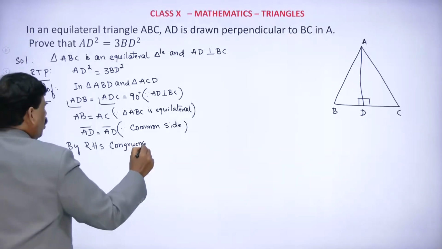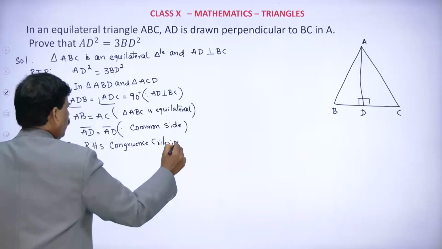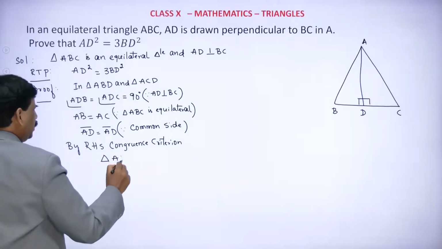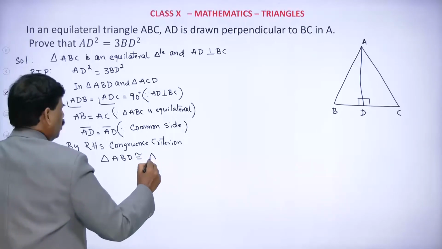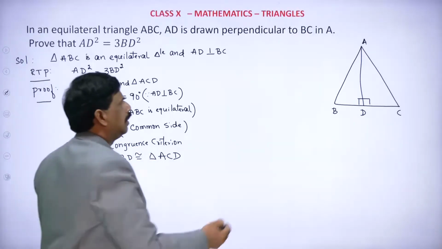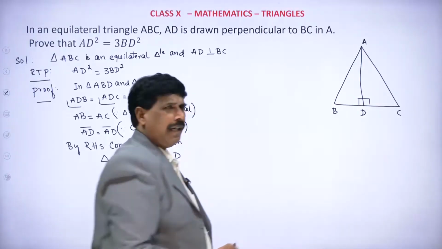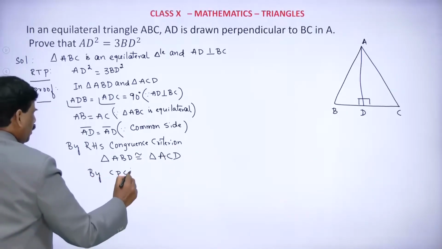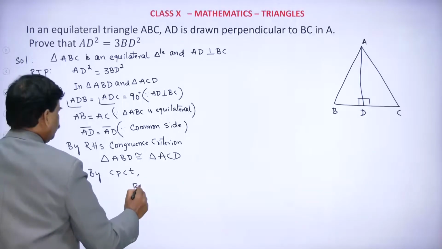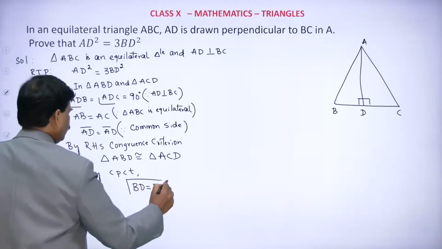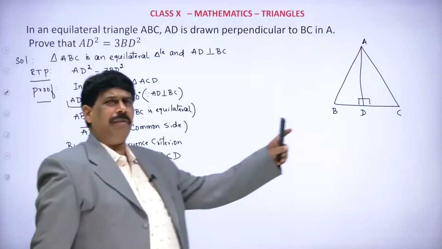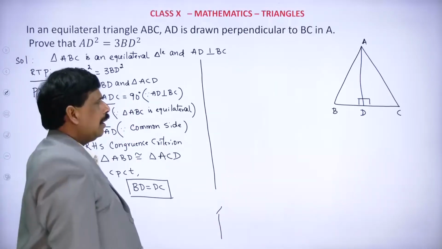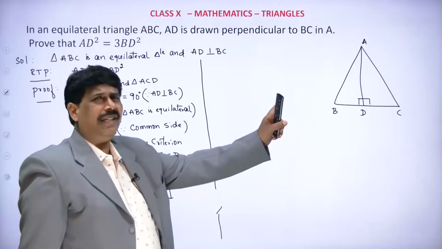triangle ABD is congruent to triangle ACD. So by CPCT, BD is equal to DC. By CPCT, BD is equal to DC. Clear. So now you take the triangle ADC.